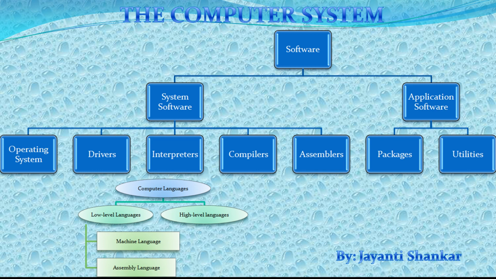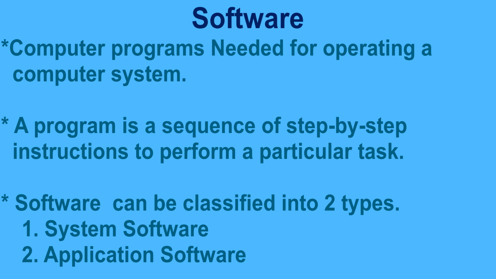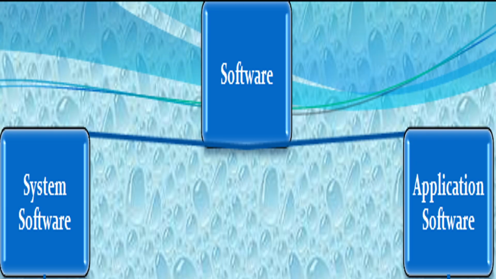Let's begin. Firstly, let's discuss software. The term software refers to the computer programs that are needed for running or operating a computer system. A program is a sequence of step-by-step instructions to perform a particular task. Software can be classified into two types. They are system software and application software.